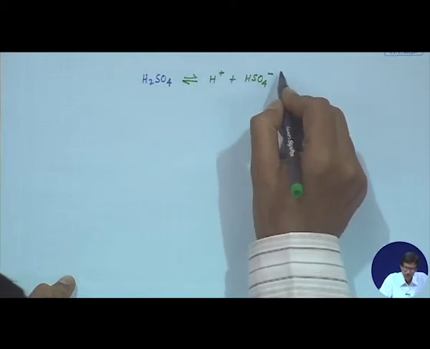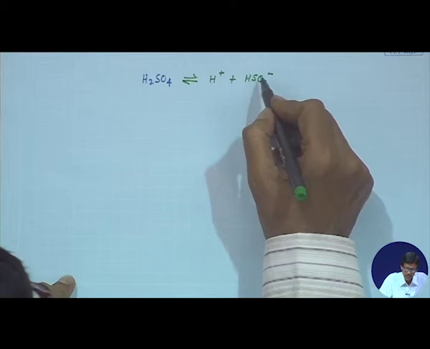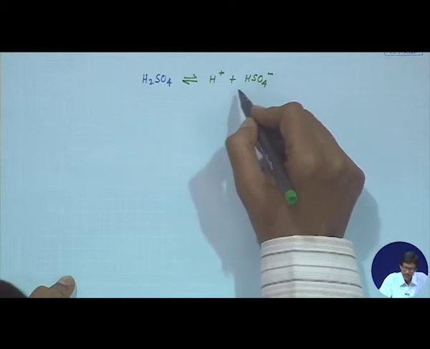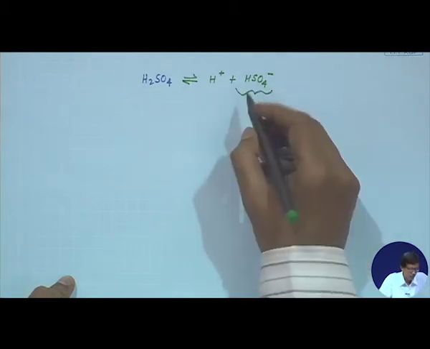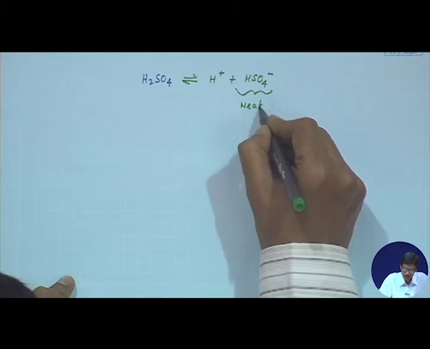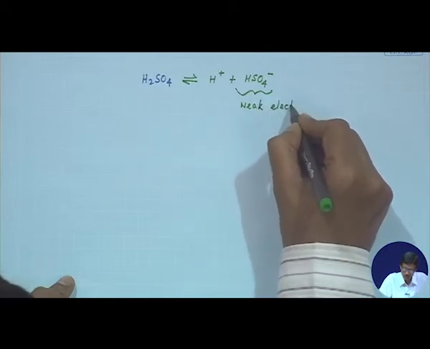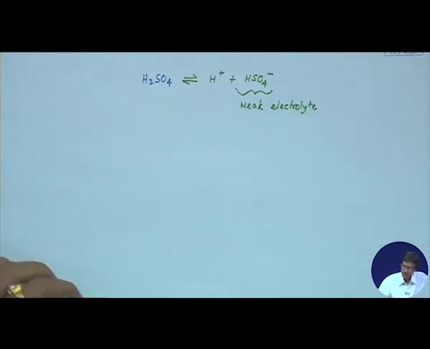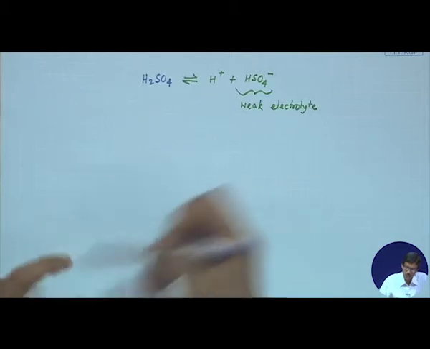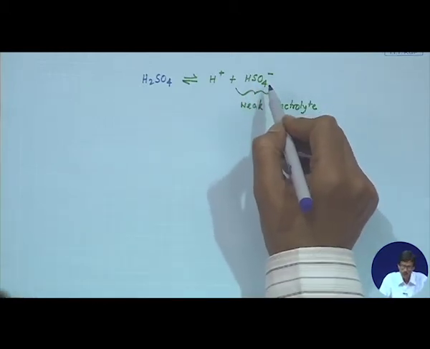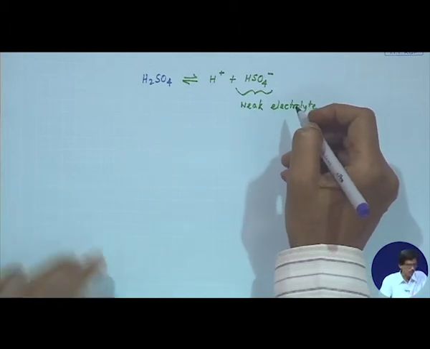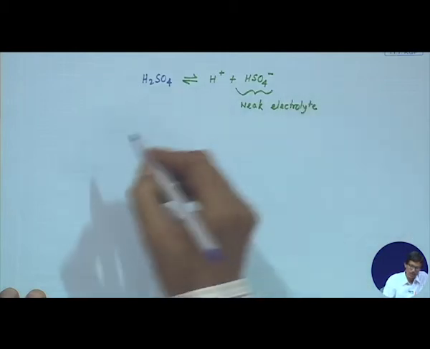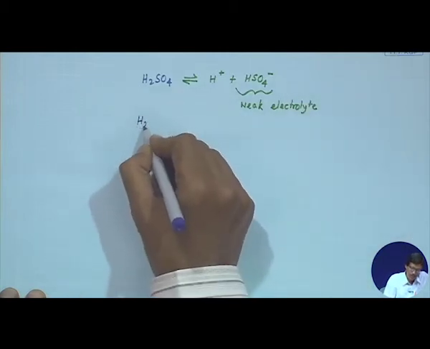But this one, you see, cannot so easily dissociate into H plus and SO4 2 minus, so this can be a weak electrolyte. In actual practice also this is a weak electrolyte, because the dissociation of this HSO4 minus to H plus and SO4 2 minus is not so easy, it is a difficult process. So, this HSO4 minus is a weak electrolyte.